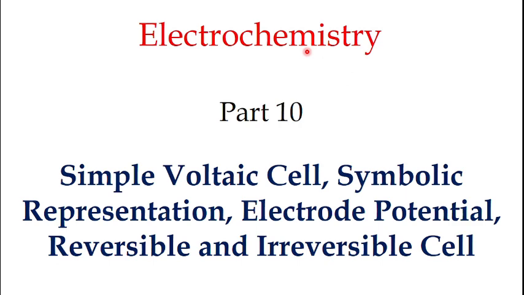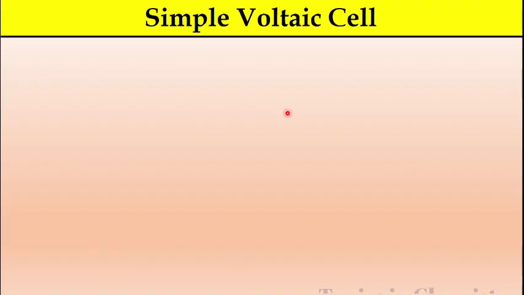Hello everyone. Today I am going to discuss part 10 lecture of electrochemistry, and here are the topics: simple voltaic cell, symbolic representation of cell, electrode potential and its origin, reversible and irreversible cells. So these are the topics of part 10 lecture. First we'll start with the simple voltaic cell.